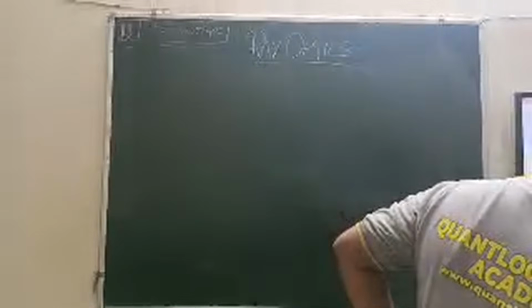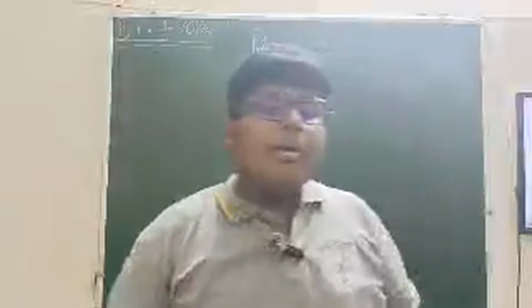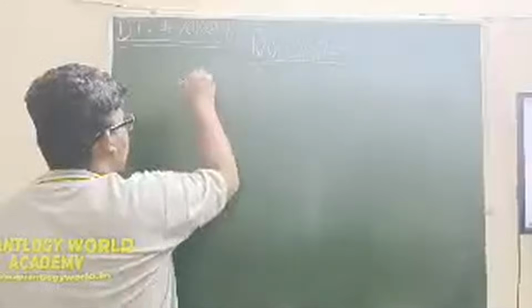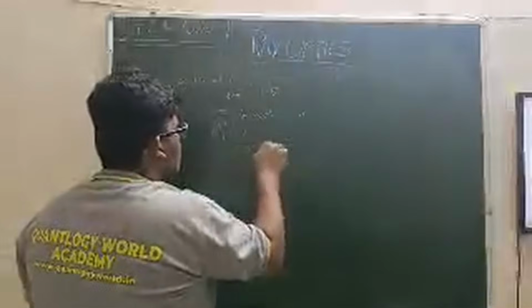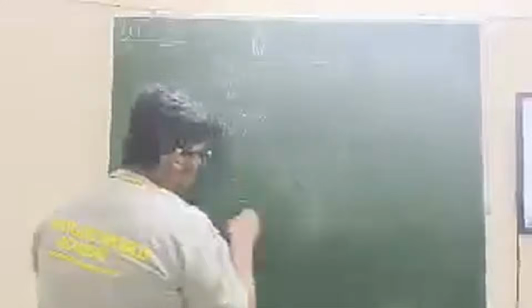Next, okay, this is another type of question related to refractive index. The refractive index of a medium is given, and we have to find the speed of light in the medium. Given mu equal to 1.5. To find v, according to the formula, mu equal to c by v, and v equal to c by mu.